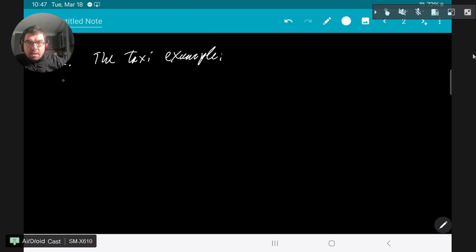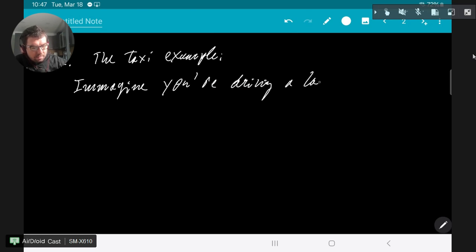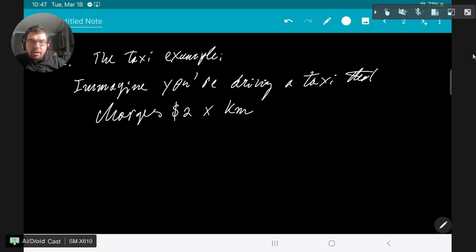Let's write the problem. Imagine you are driving a taxi that charges, let's say, $2 per kilometer of distance traveled.